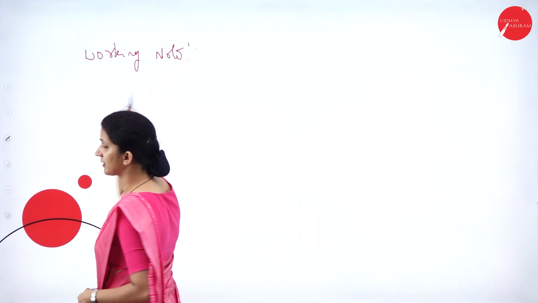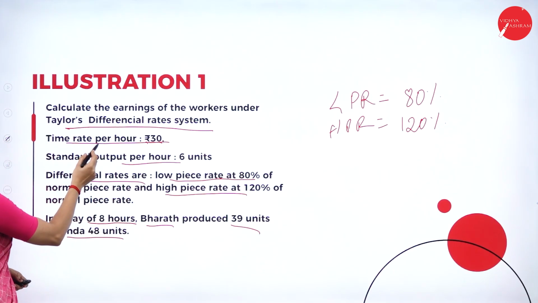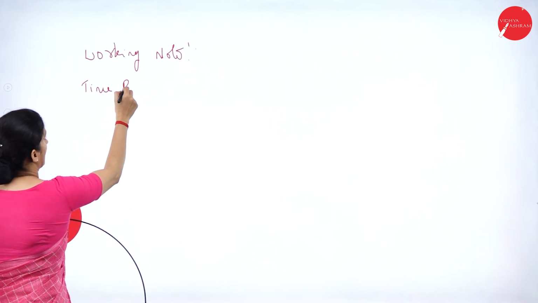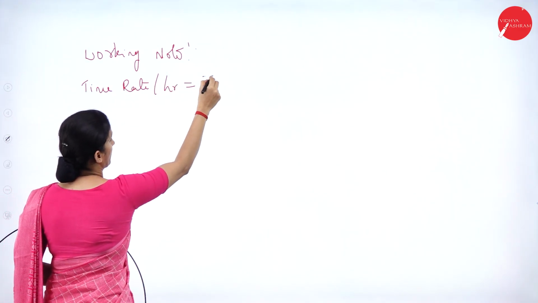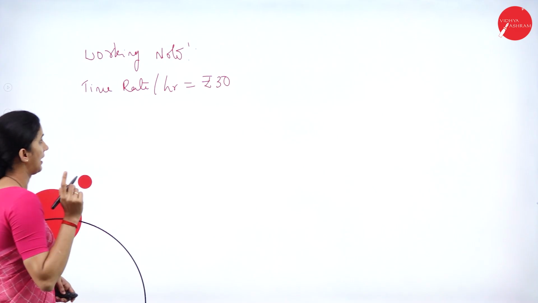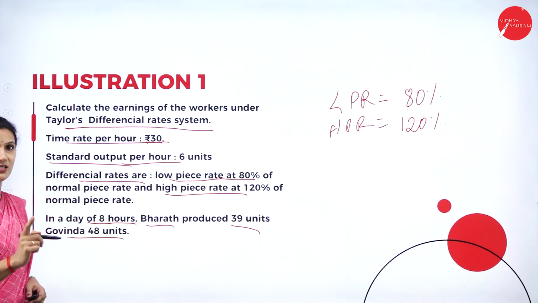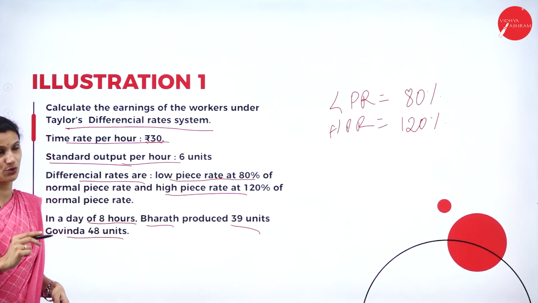Working note. What information is given in the question that we'll take here? See, the time rate per hour is rupees 30. And here we have the standard output. So what is the number of units they need to produce per hour? It is 6 units.